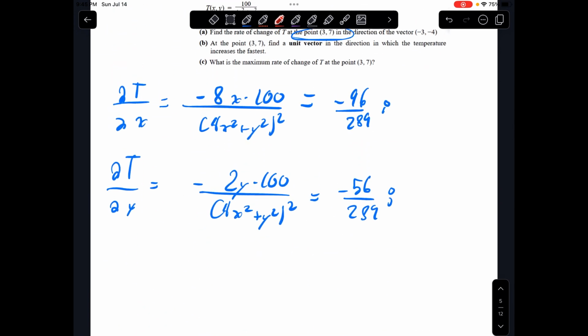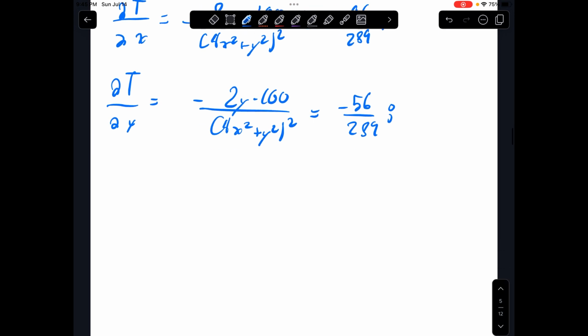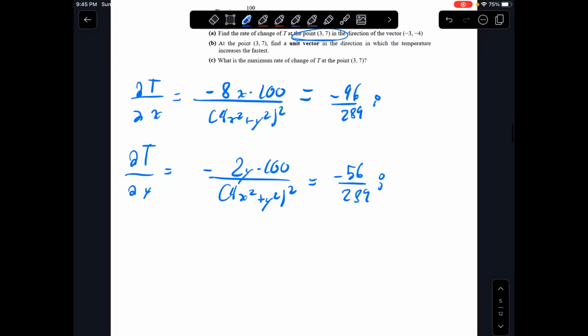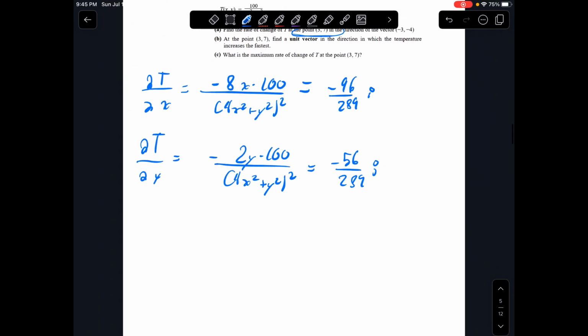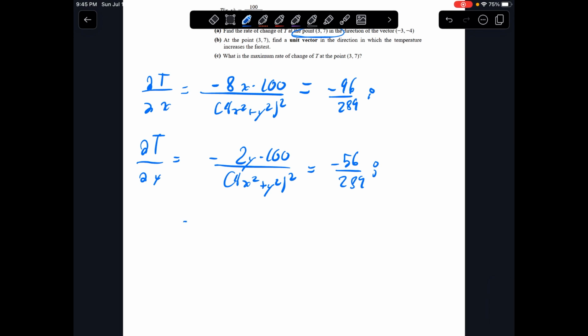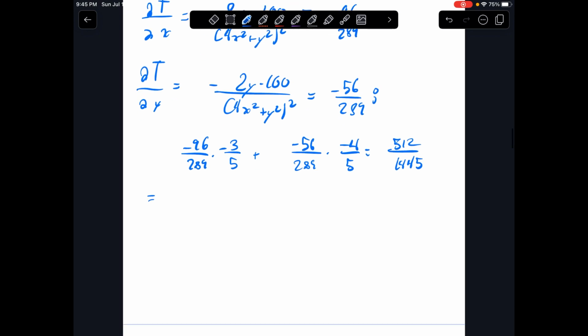And so now we're going to add these up and multiply both of them by their respective values. So the first being negative 96 over 289 times negative 3 over 5 plus negative 56 over 289 times negative 4 over 5. This equals 512 over 1445. Okay, which for me was 0.3543.